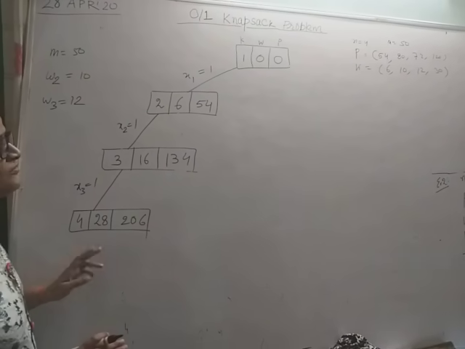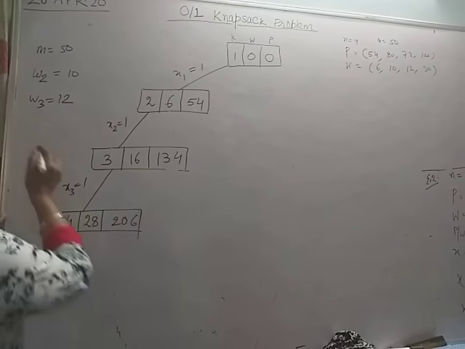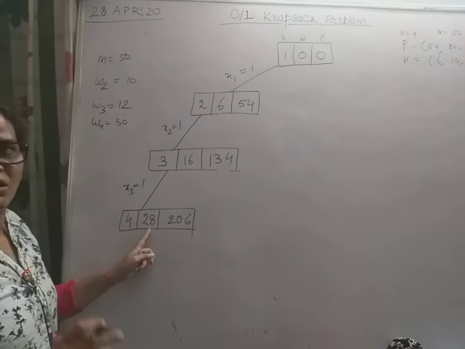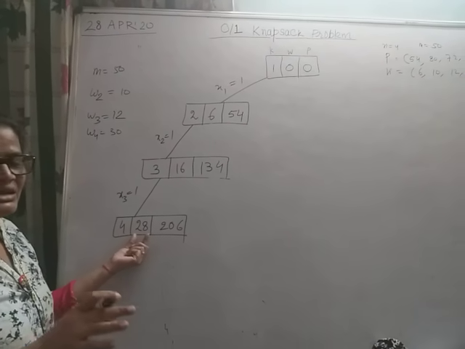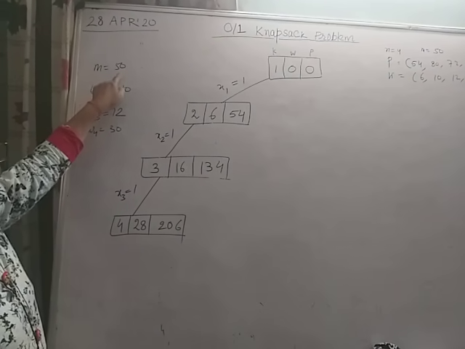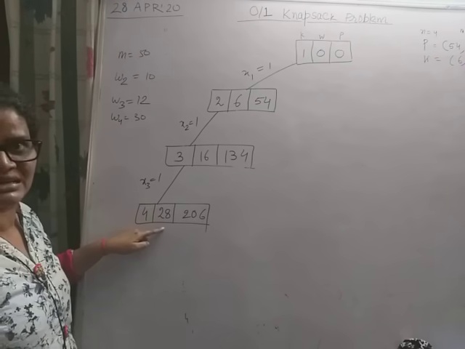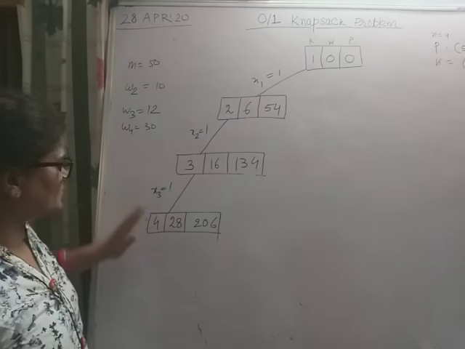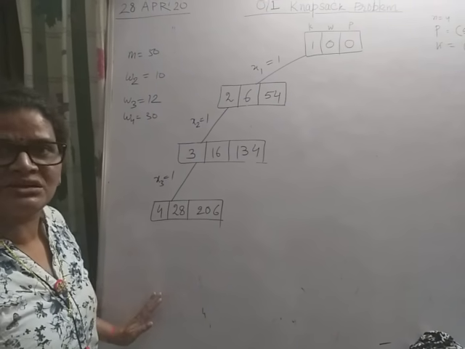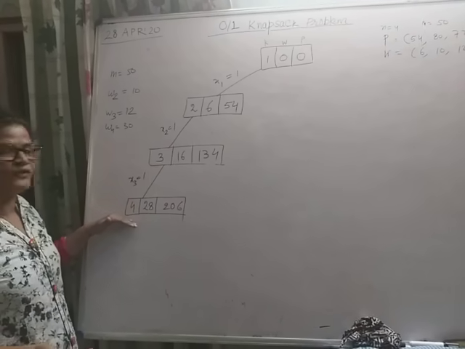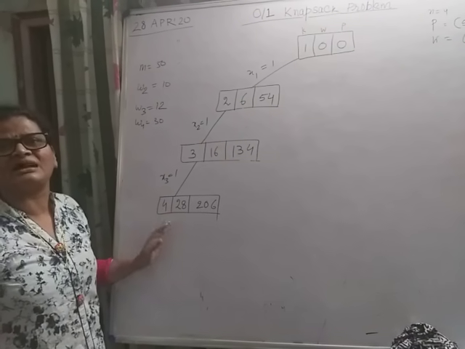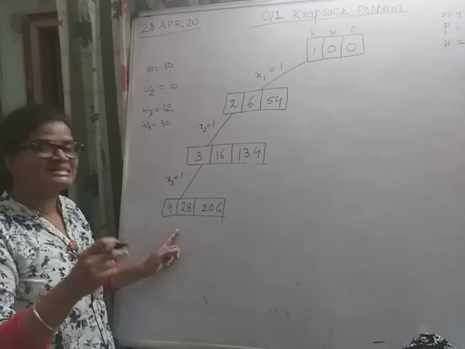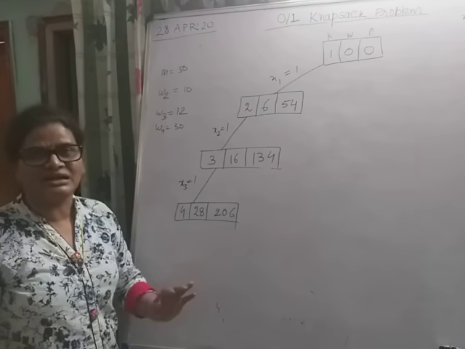Now come to the fourth object. The fourth object's weight, see, W4 is what? 30. Okay, and here already 28 weight is added, and the knapsack capacity is 50. So if we add 30 and 28, it is just 58. It is exceeding. So here the left branch is not feasible. Okay, so for the fourth object, the left branch is not feasible. So whether to consider the fourth object or not, we will go for the right branch.